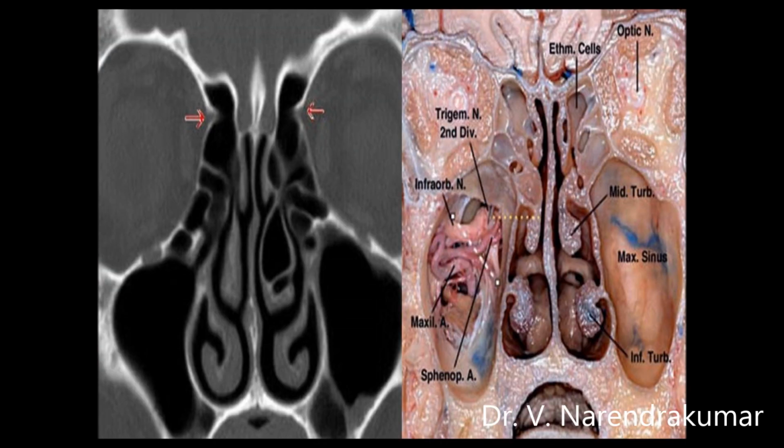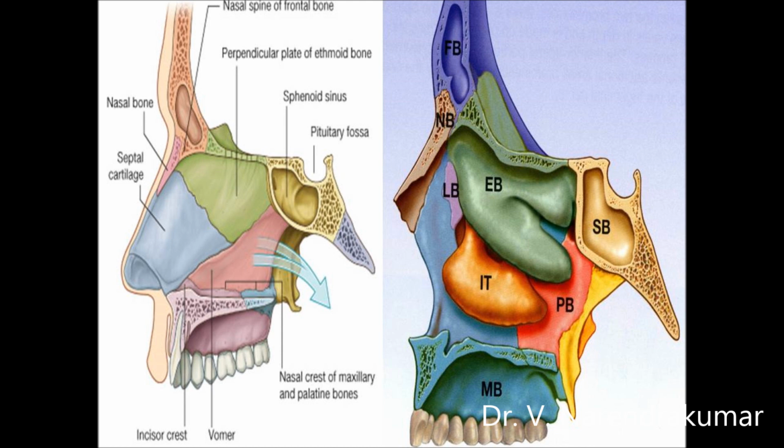Neurosurgeons usually prefer the axial view, but an ENT surgeon is always oriented with the coronal view because of the surgical approaches. In this talk, the topic will be very basic nose anatomy, what a neurosurgeon must know.